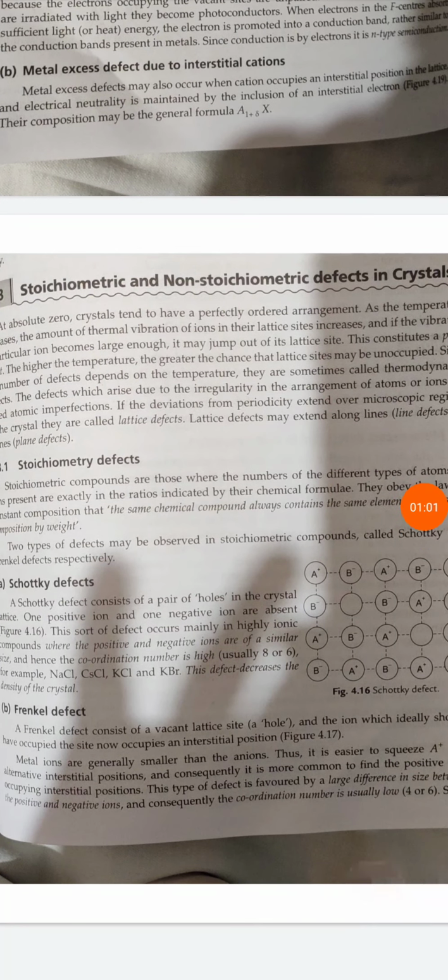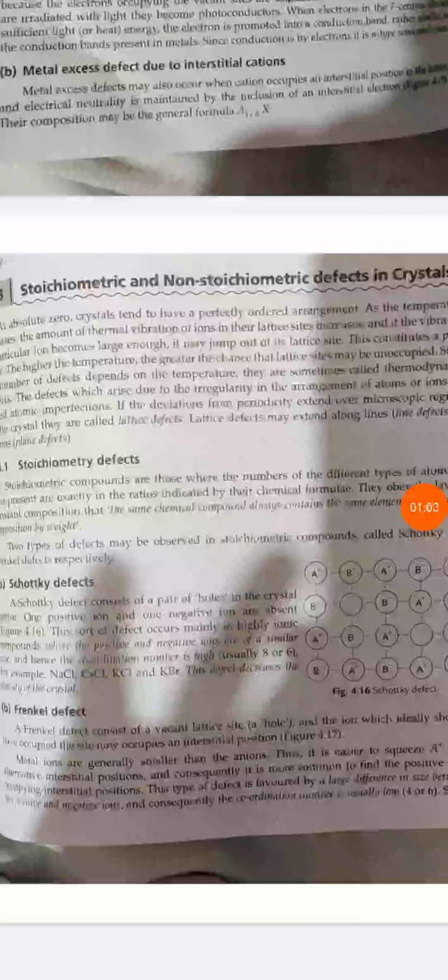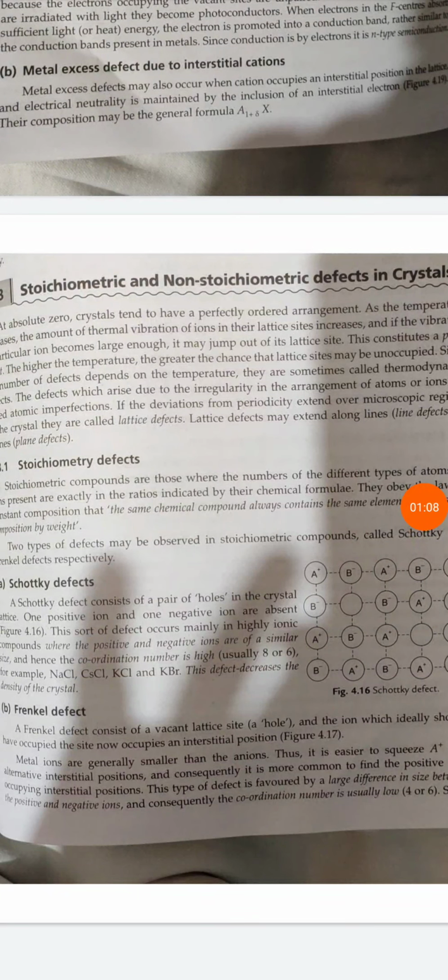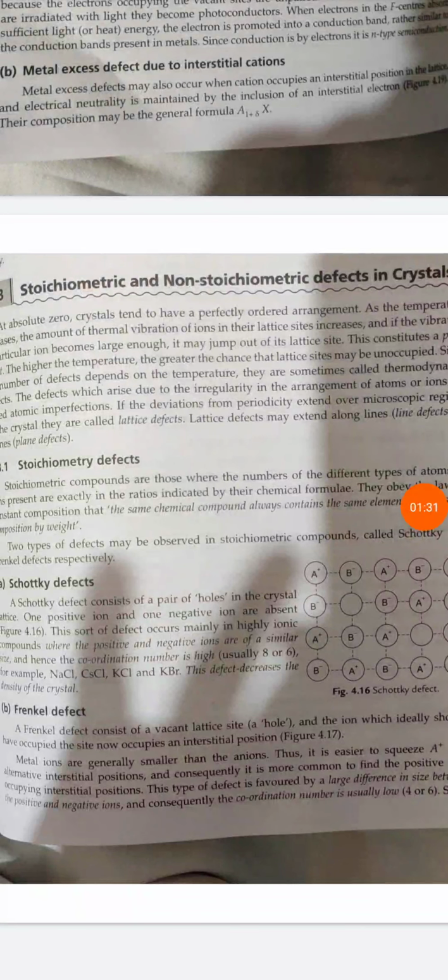The defects which arise due to the irregularity in the arrangement of atoms or ions are called atomic imperfections. If the deviations from periodicity extend over microscopic regions of the crystals, they are called lattice defects. And the lattice defects may extend along lines, which are known as line defects, or along planes, which are known as plane defects.